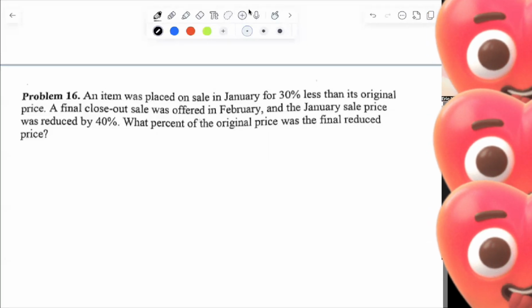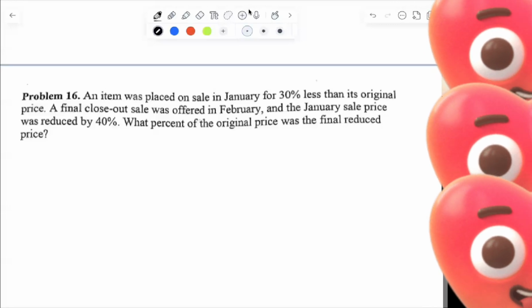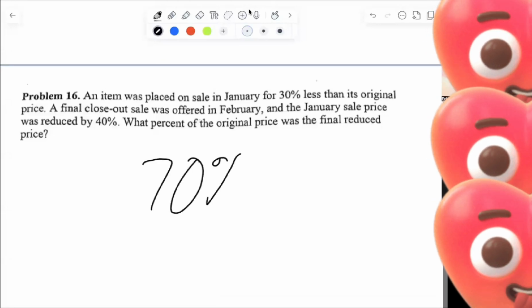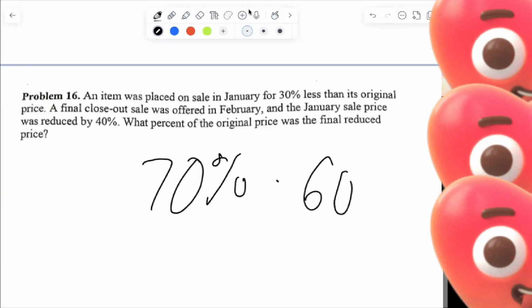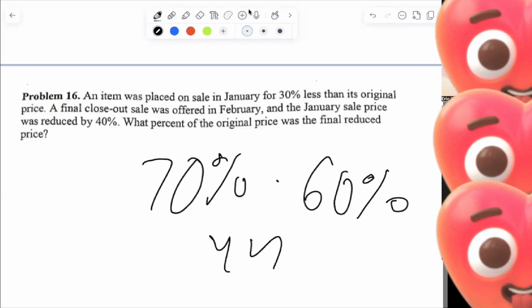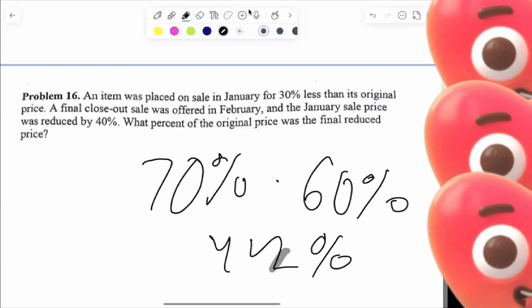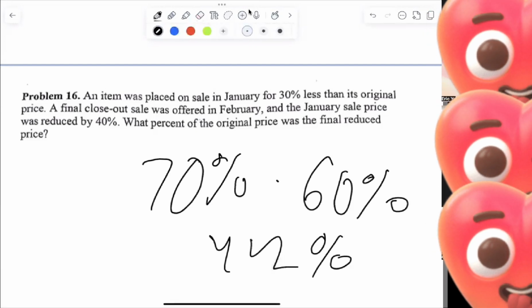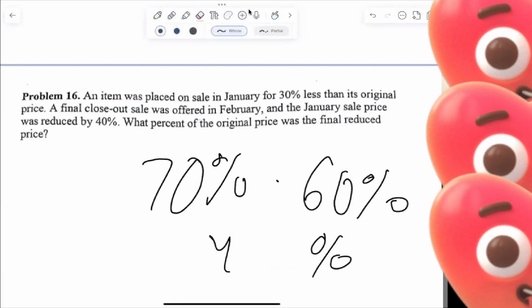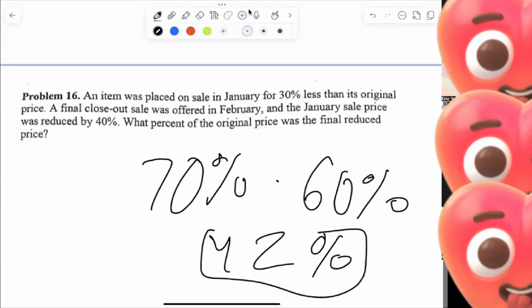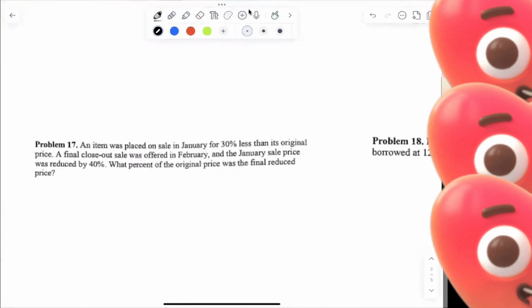Okay, let's get started. This is just 70% of the original price times 60%. If you multiply all of these together, this is just 42%. So the answer is indeed 42%. Alright, let's move on to problem 17.